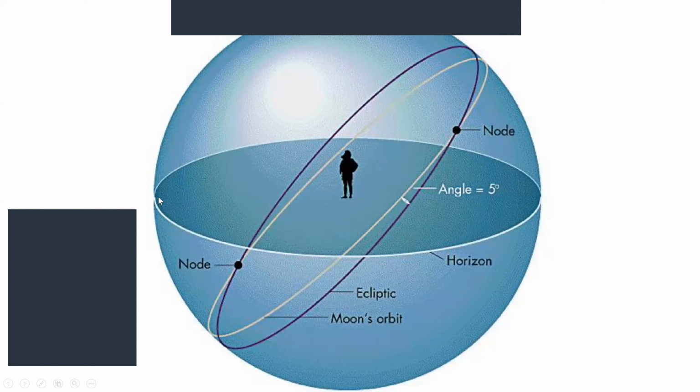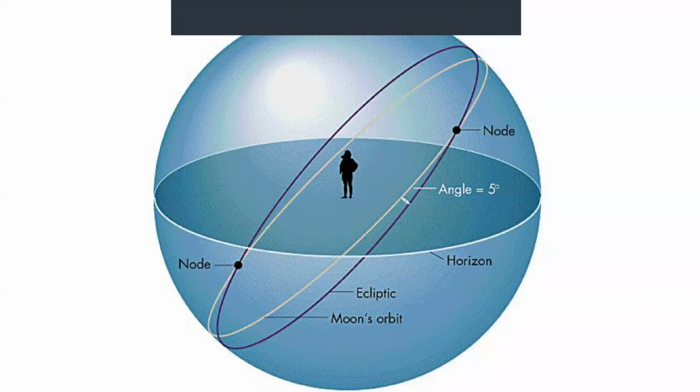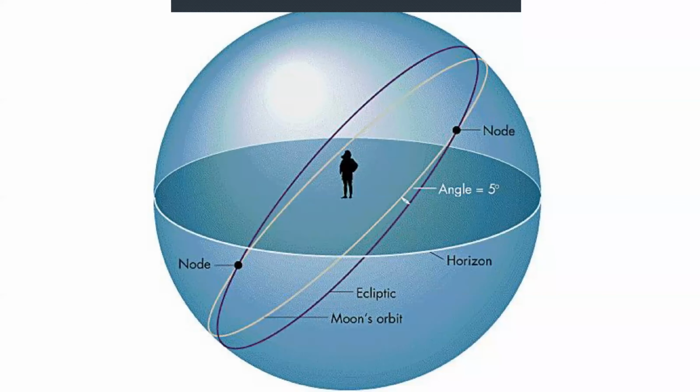So the purple line is the path of the sun, which is called the ecliptic. And then the path of the moon is the yellow line, which crosses the path of the sun in 2 points. So there's a 5-degree angle maximum between the path of the moon and the path of the sun.